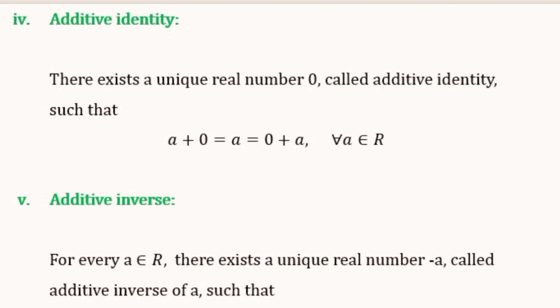Next property is additive identity. Identity element is that element which, if we operate with any other element, gives that other element in the solution. Take 0 from the set of real numbers. If we add 0 to any real number, say a, b, whatever the real number, then we get that real number. For example, if we have real number 2, if we add 0 to 2, we get 2.